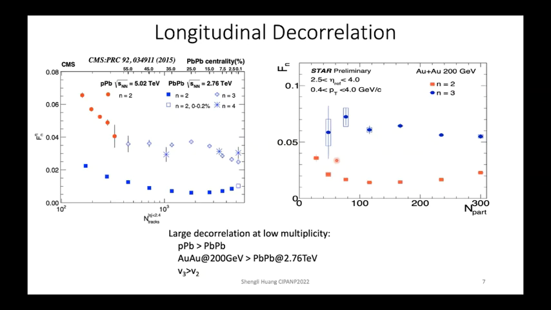Sorry, what is F_n? What is plotted here? Oh, sorry, I should put the definition. This F_n is measured from v_n between the reference and the particle of interest as a function of delta eta. It is more like a slope. So when you have a large slope, that means your v_n will drop significantly when your eta gap becomes larger. So that means your decorrelation will become larger.